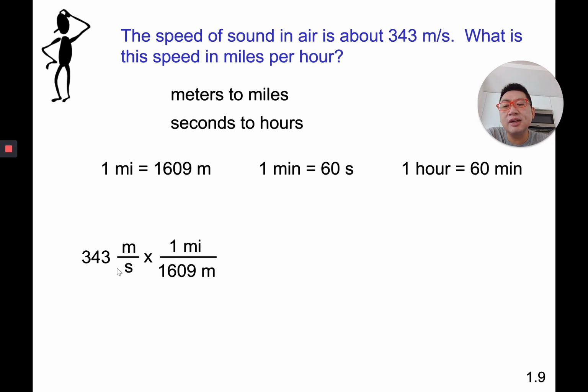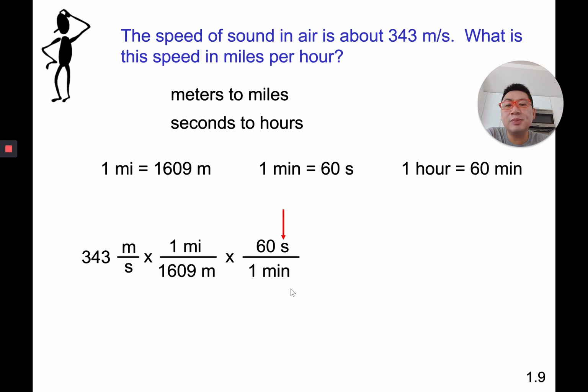Since seconds is on the bottom in the denominator, I need to put seconds on top, in the numerator, so they cancel. Again, the reason is that seconds was given in the denominator, at the bottom, so I need to put seconds on the top for it to cancel out. 60 seconds is a minute. So these seconds will cancel out. So if they cancel out, then I'll just have left miles per minute.